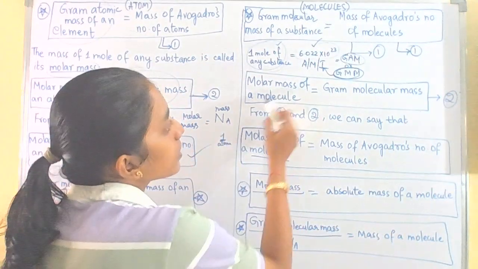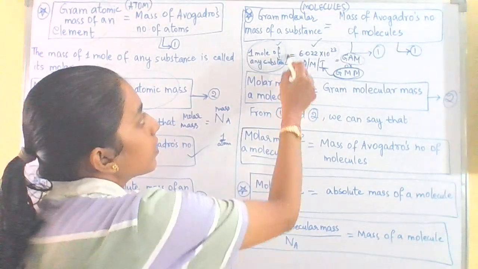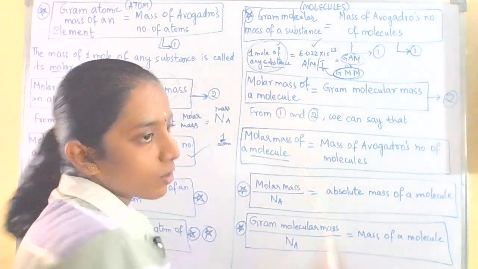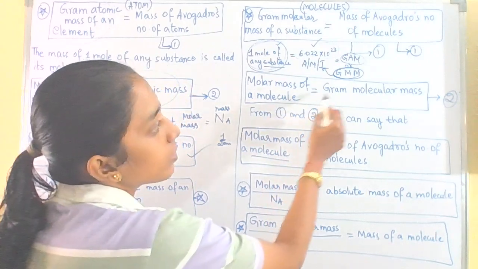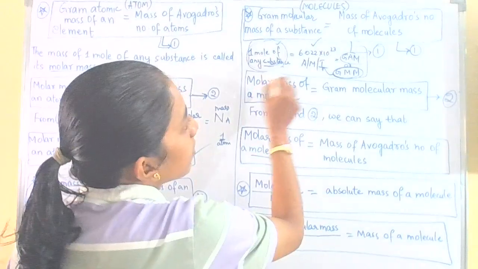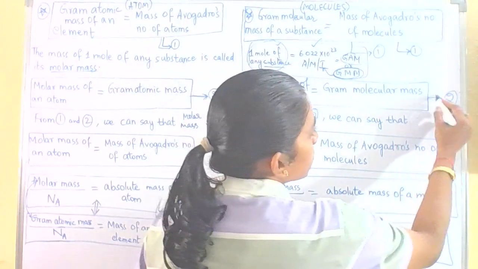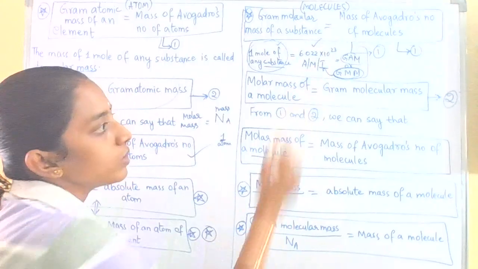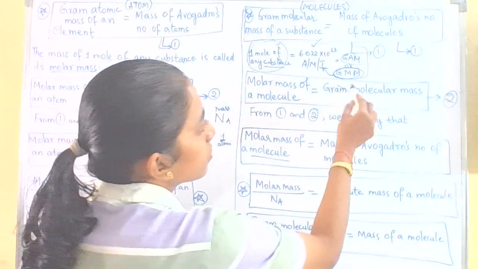Now, molar mass of a molecule. What is molar mass? The mass of 1 mole of any substance. That substance can be atomic, molecular or ionic. So, the molar mass of a molecule is equal to gram molecular mass. According to this equation, we can say that the molar mass is equal to gram molecular mass. We'll take this as equation 2. Now from equations 1 and 2, what can we understand? That the molar mass of a molecule and the gram molecular mass are the same.